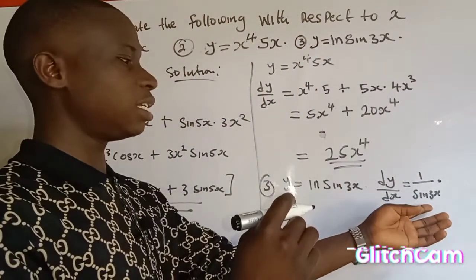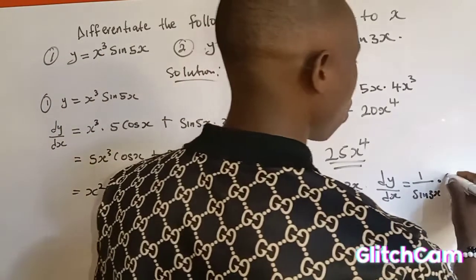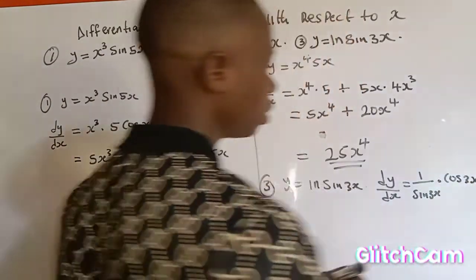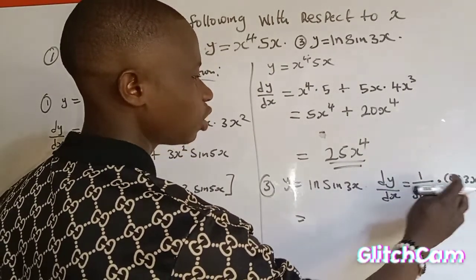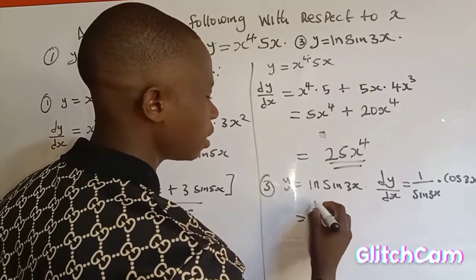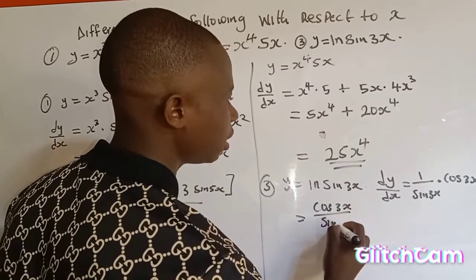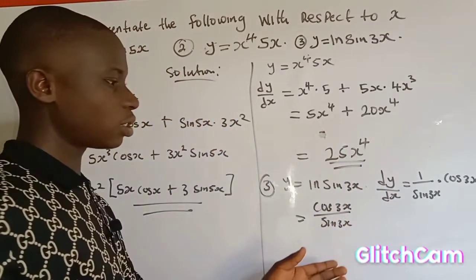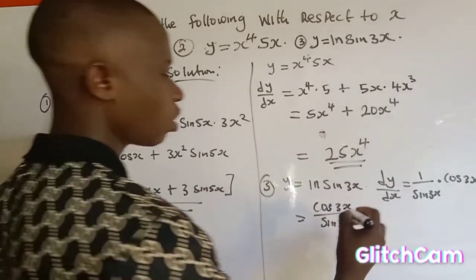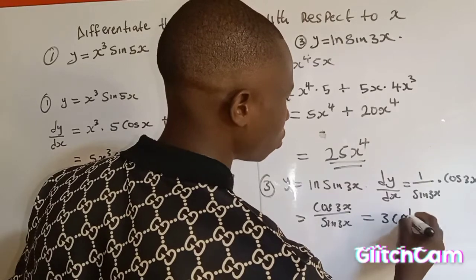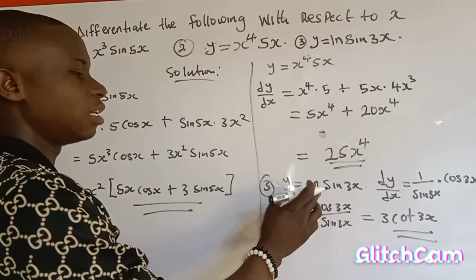I'll differentiate this denominator, which is sine 3s, and if you differentiate sine 3s, it will give me 3 cos 3s. So I can go further to simplify this. 1 over sine 3s multiplied by 3 cos 3s, I'll have 3 cos 3s over sine 3s. And if you divide cos 3s over sine 3s, it will give me 3 cot 3s. So that is the derivative of ln sine 3s.